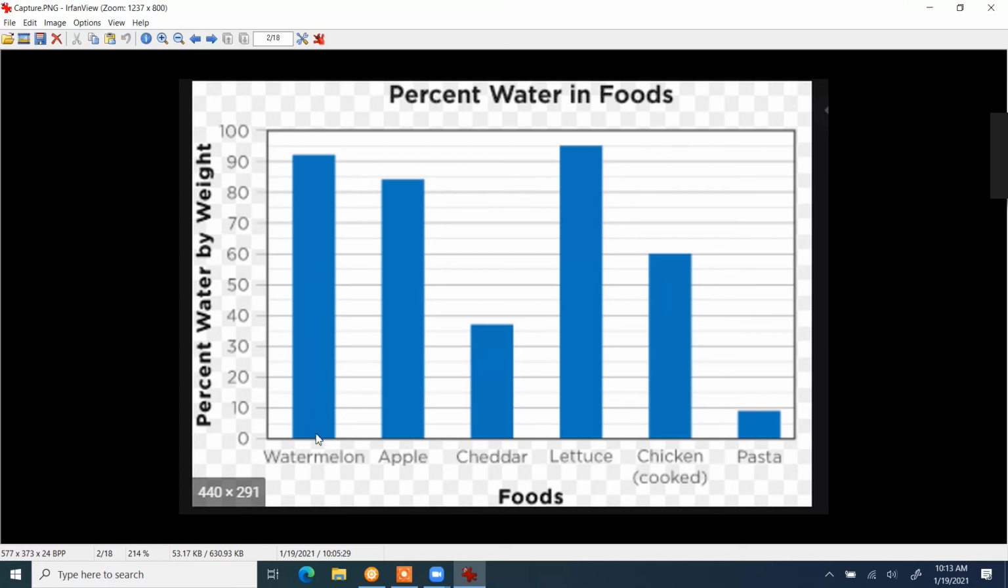So this is how you read a graph. The first thing you do is you look at the title. The next thing is that you look at each of these axes, this one over here at the bottom and this one that goes up and down. Next, you start looking at each one of these bars.